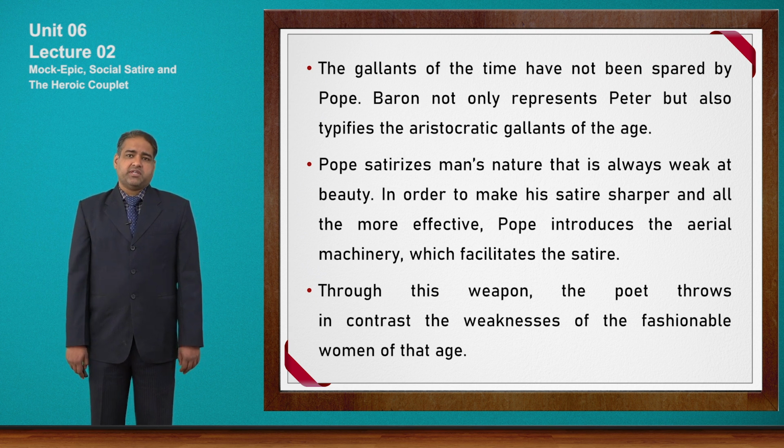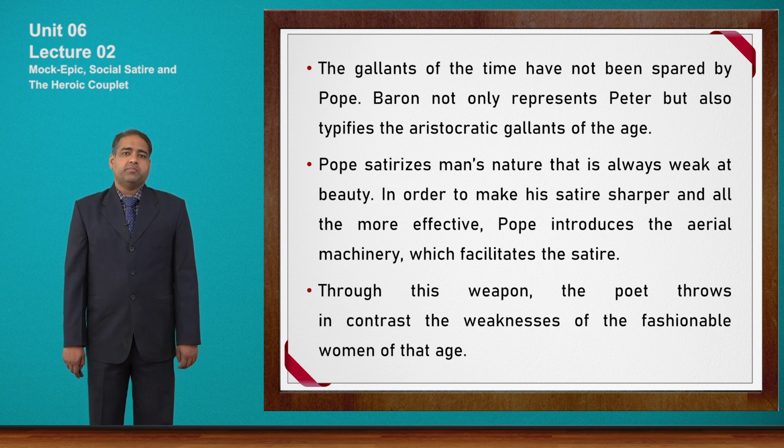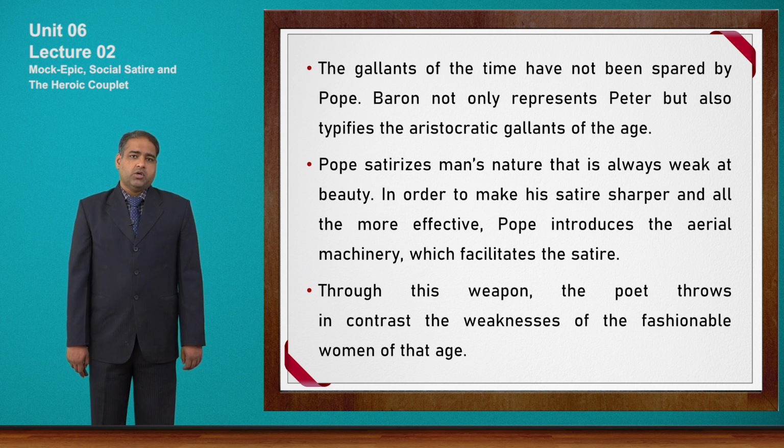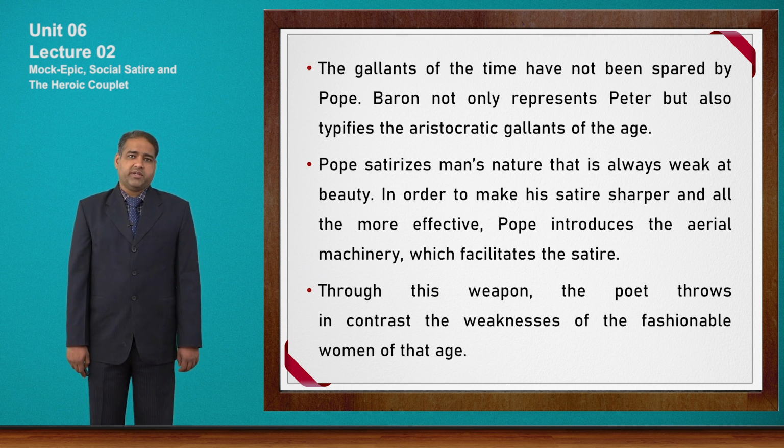Pope satirizes men's nature, that is always weak at beauty, in order to make his sharp satire sharper and all the more effective. Pope introduces the aerial machinery which facilitates the satire. So friends, all of you know that in an epic there are supernatural creatures. And in this story, we have aerial machinery or the sylphs or guardian angels who are protecting Belinda and women from men, because Pope has shown men always behind the beautiful women in this poem. Through this weapon, the poet throws in contrast the weaknesses of the fashionable women of that age.